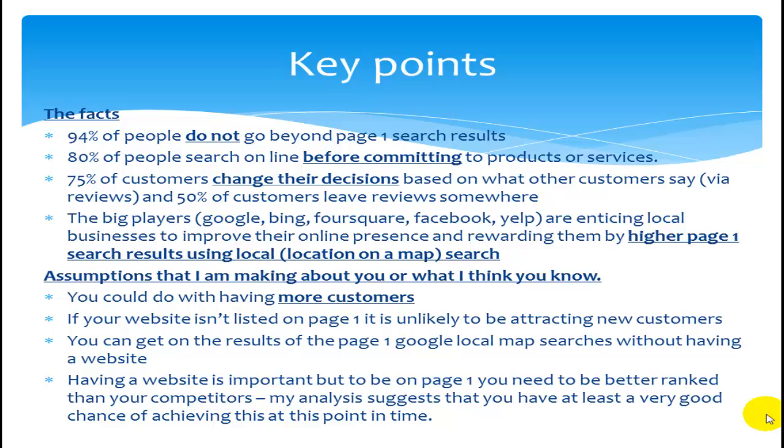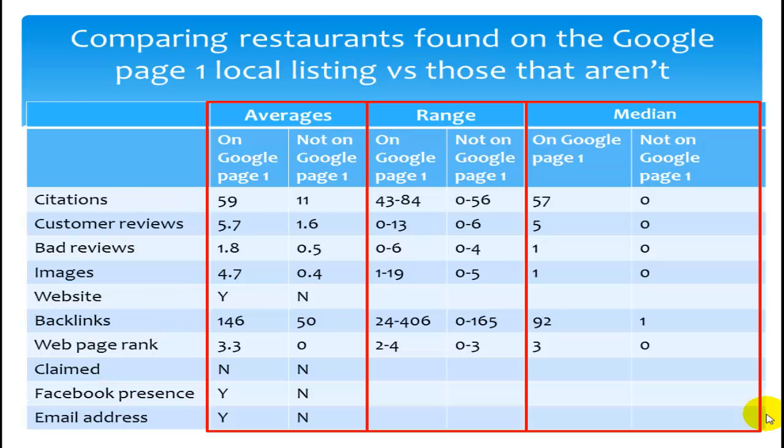So having a web page or website is important, but to be on page one you need to be better ranked than your competitors. And my analysis suggests that you have a very good chance of achieving this at this point in time, and hopefully the next few slides will help you in forming the same opinion. So the next slide actually compares restaurants found on Google page one local listing with those that aren't. So the page one local listings were the 7 restaurants that are on the map, and those that aren't on Google page one are the 49 restaurants that I mentioned earlier of the 56.